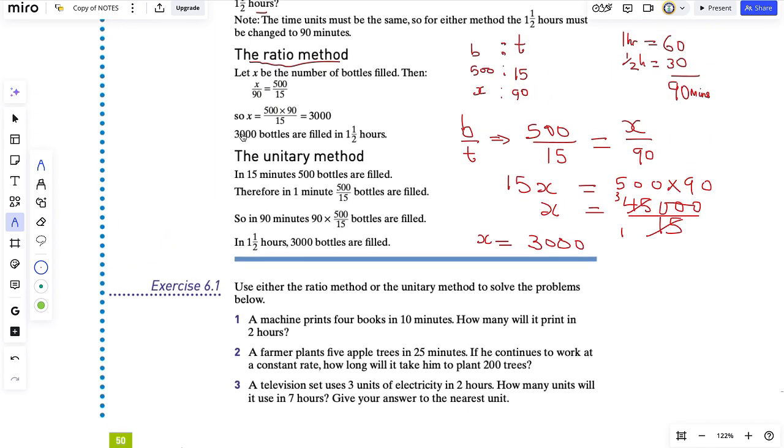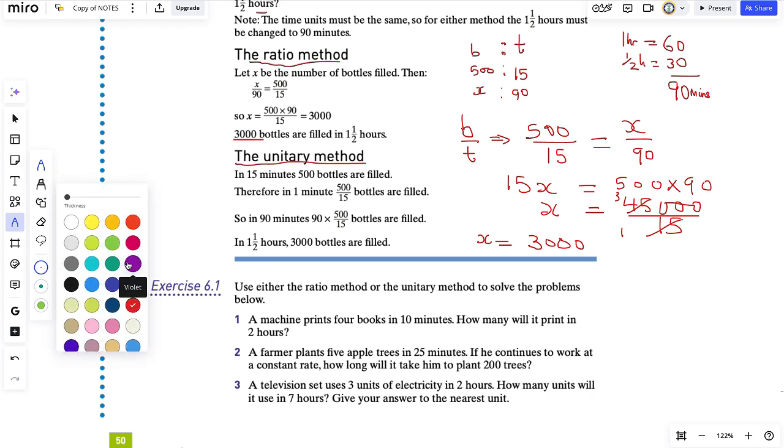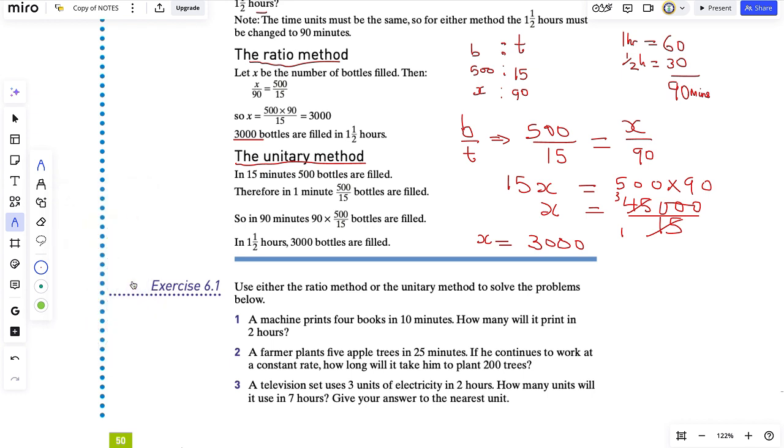Now, the same problem we can solve using the unitary method. To use the unitary method, let's change the color so that it will not be exactly the same. Let's use this purple. Remember, in 15 minutes, you fill 500 bottles. So for the unitary method, you say, in 15 minutes, a machine was able to fill 500 bottles. Then you now say in 1 minute.